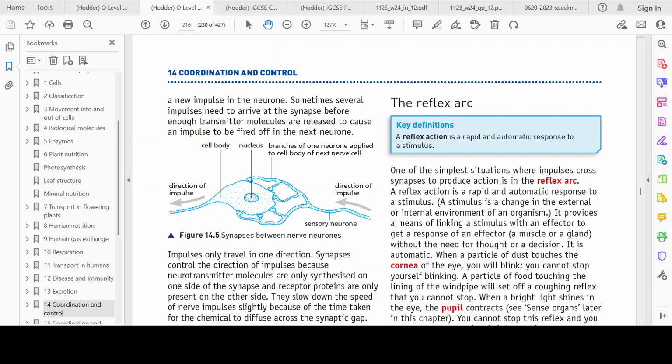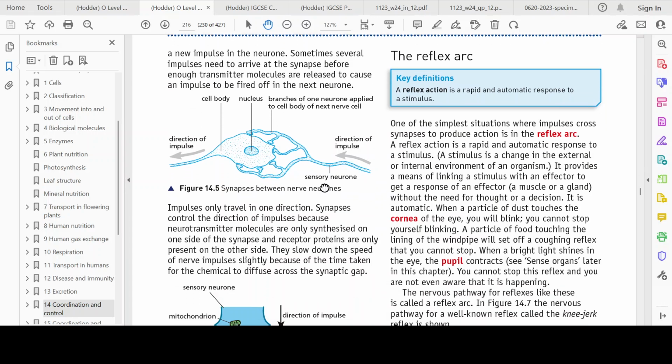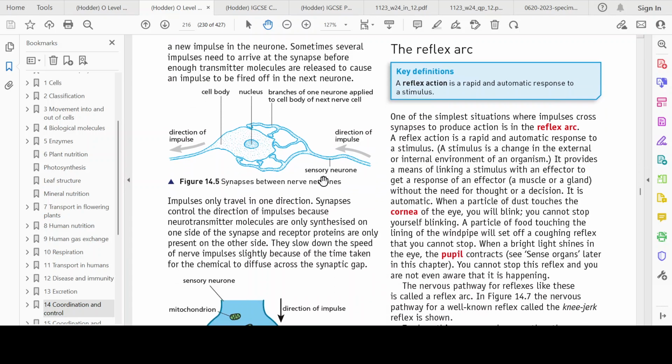Today we are continuing with chapter 14, coordination and control, and we'll be starting off with studying the reflex arc. So the reflex arc is the pathway that the nerve impulse travels to bring about a reflex action. A reflex action is a rapid and automatic response to a stimulus, right? So there are two things: it's rapid and it is automatic. So it occurs very quickly and it is not in your control, right?